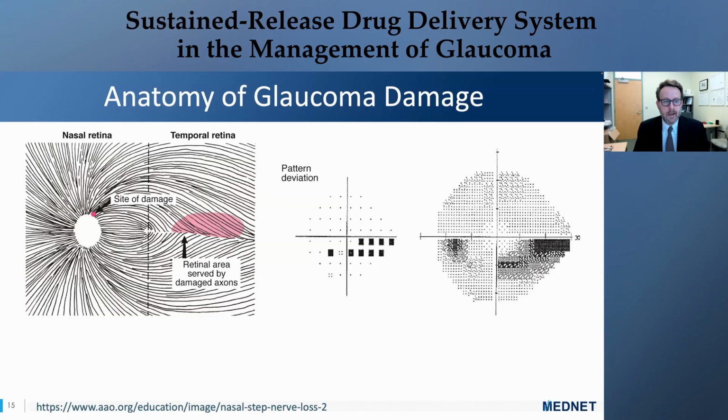And so the anatomic location of the retinal ganglion cells that shoot out their axons towards the optic nerve head therefore dictates the location of the visual field defect, and this is why they usually respect the horizontal midline, or almost always respect the horizontal midline.